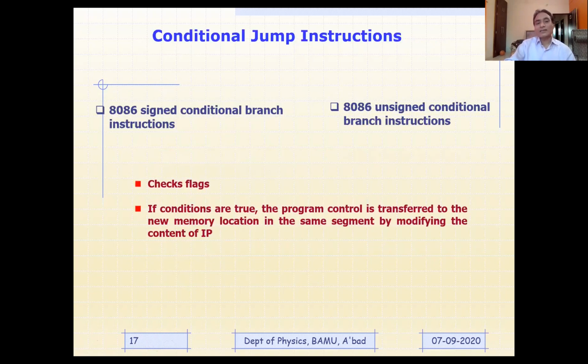Now, accordingly, there can be 2 different kinds of jump instruction. One is the signed conditional branch instruction. The other is the unsigned conditional instruction. What is the difference, I am going to tell you. But remember, whether it is signed or unsigned, before transfer of execution, the control is always going to be transferred based on the status of the flag, which could be either 1 or 0. I will quote an example.